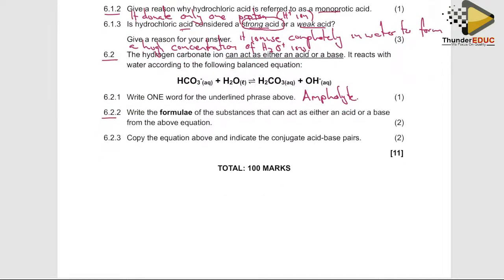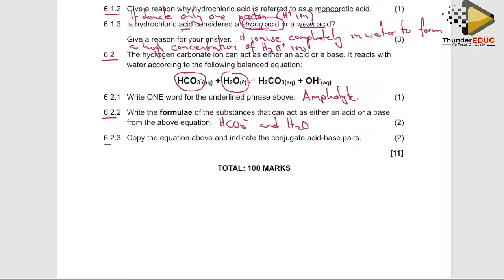Then 6.2.2: write the formula of the substance that can act as either an acid or a base from the above equation. I'm going to pair this up. It can either act as an acid, meaning at times it donates in a reaction, and sometimes it accepts in a reaction. Then the other one there is going to be my water, which is my H2O. So these are the two that we are looking for. The formulas are HCO3 negative and water, which is H2O.